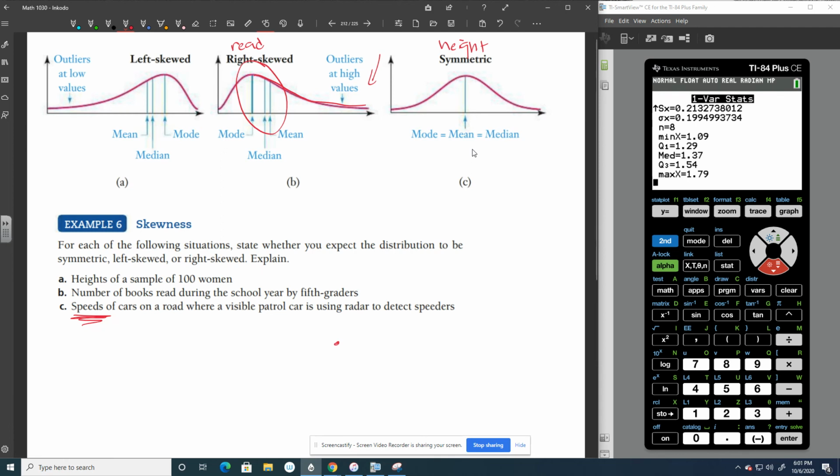You're going to have a whole bunch of people going the speed limit or maybe even a little bit lower than the speed limit. And then you're going to have the few people, these outliers out here that aren't paying attention and don't see the cop, to the right. Again, these are pretty opinionated. So if you feel like you have a different opinion, let me know in class next time.